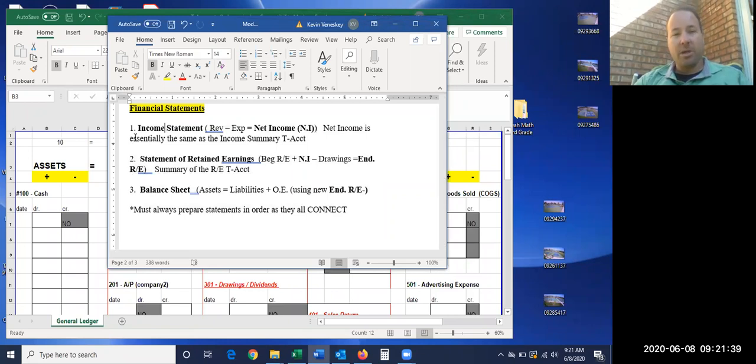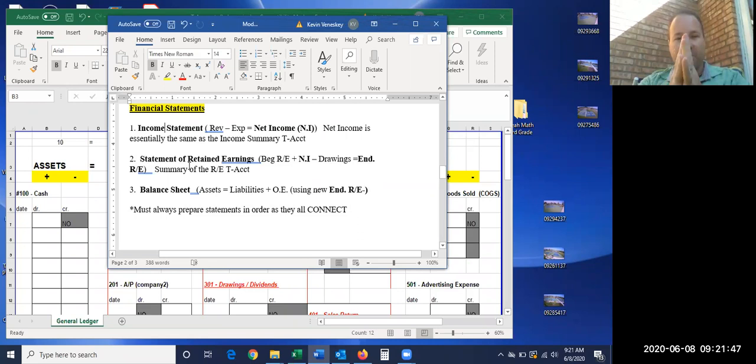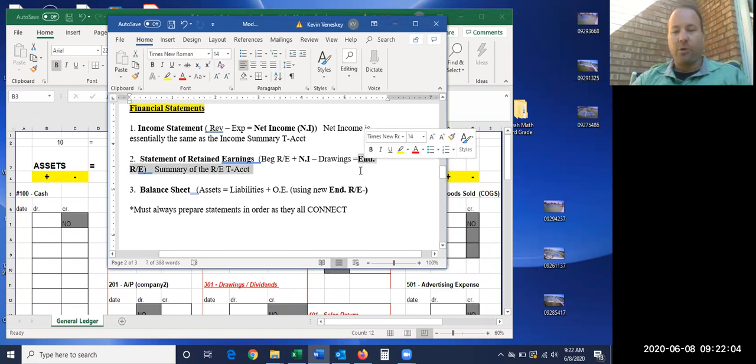The income statement, which comes first, are your very end accounts, the ones on the very right-hand side. And the statement of retained earnings is the combining of the two, and it involves those owner's equity accounts. And then the balance sheet is everything on the left-hand side, assets and liabilities. And then your owner's equity and your ending retained earnings. This guy here, ending retained earnings, flows into your balance sheet.